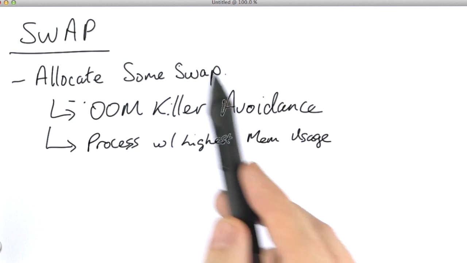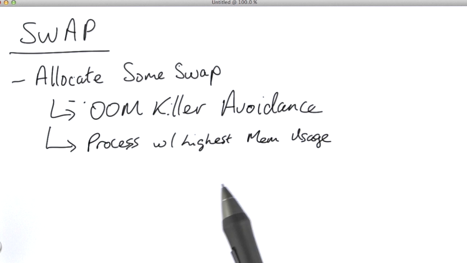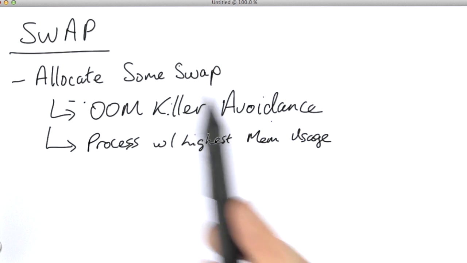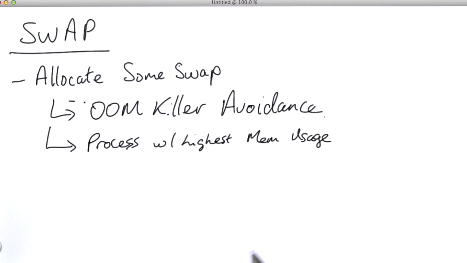So if you were seeing a lot of swap usage, if there was some sort of, say, memory leak in MongoDB, something along those lines, you'd start to see a lot of swap usage, and you could log in there and see what was actually going on, rather than just having the kernel intervene and kill your MongoDB process out from under you. So definitely allocate some swap.